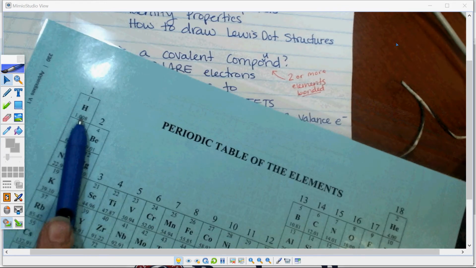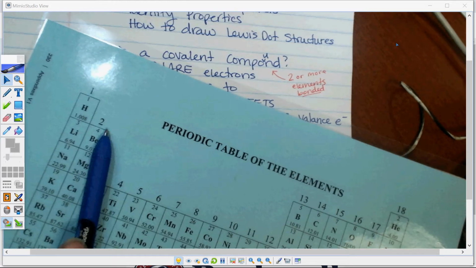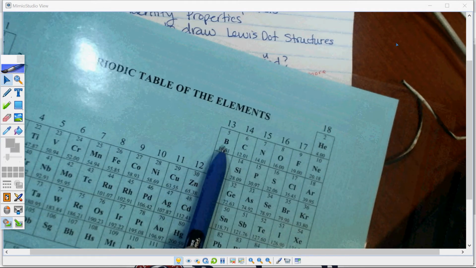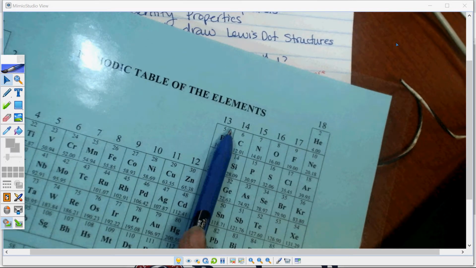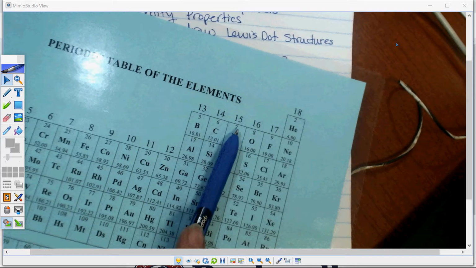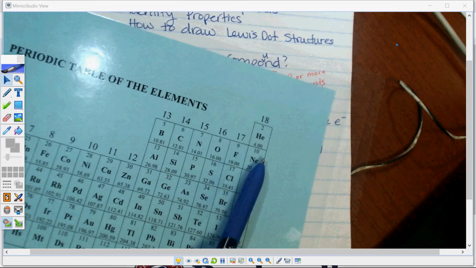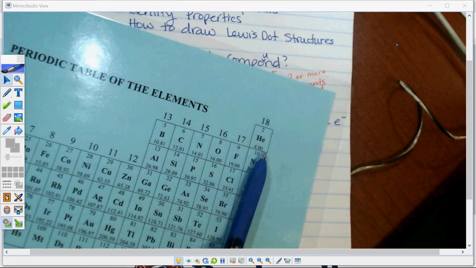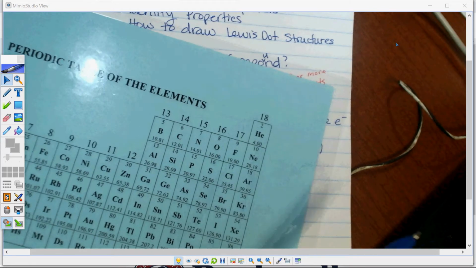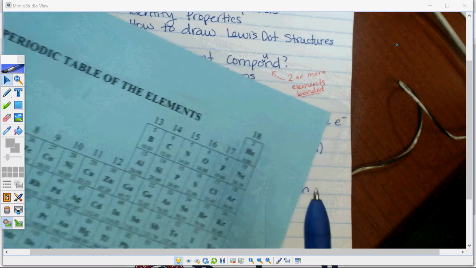Everything in group 1 is going to have 1 valence electron. Everything in group 2 would have 2 valence electrons. We can't use this shortcut for this middle section, but if you jump over here to group 13, everything in group 13 would have 3 valence electrons, 4 valence electrons, 5 valence electrons, 6 valence electrons, 7, and 8, with the exception of helium. So everything in group 18 has 8 valence electrons except for helium, which only has 2. So you can use your periodic table as a hint and a shortcut to determine how many valence electrons.